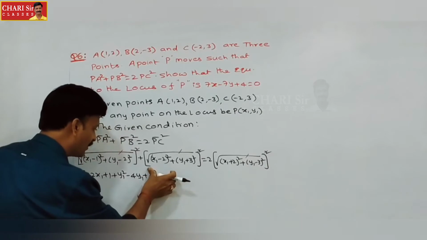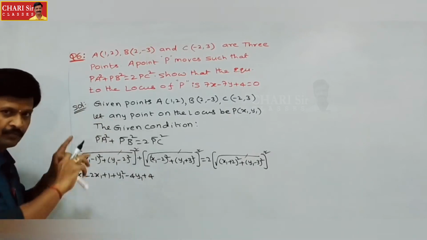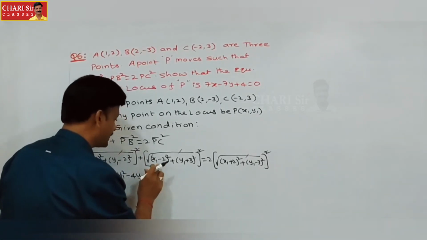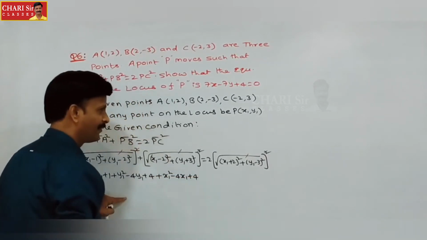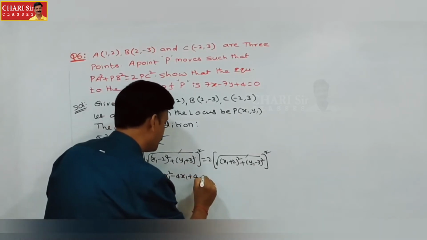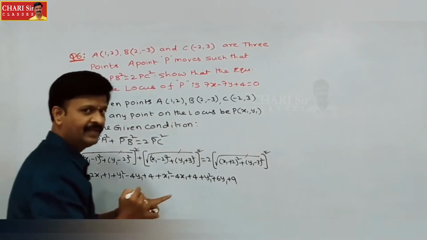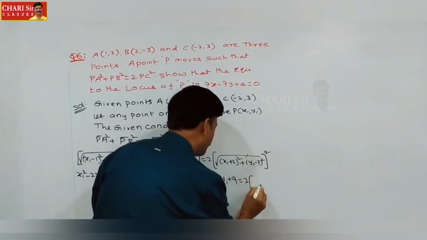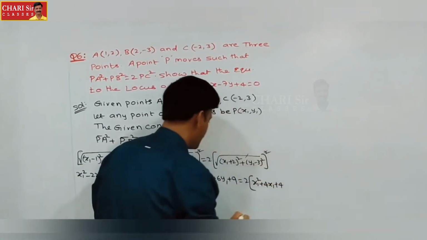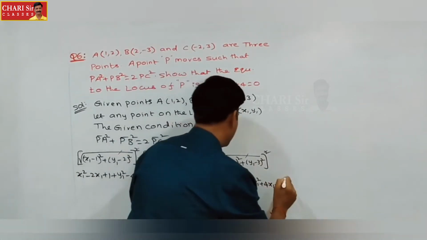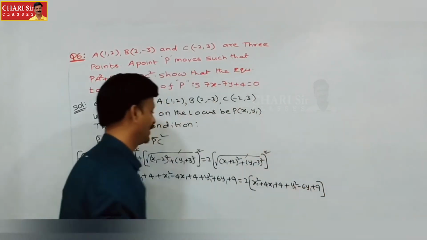Let's put everything. Brackets are not required here, because positive addition is there, you don't need to put the brackets. If it is negative, then you need to put the brackets for both of them. Now here plus x1 minus 2 whole square, that is x1 square minus 4x1 plus 4, and y1 plus 3 whole square, which is nothing but y1 square plus 6y1 plus 9. Now this is equal to 2 into x1 plus 2 whole square, that is x1 square plus 4x1 plus 4, and plus y1 minus 3 whole square, that is y1 square minus 6y1 plus 9, like this.